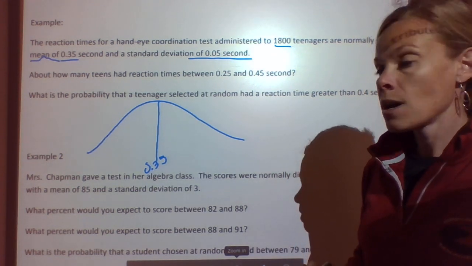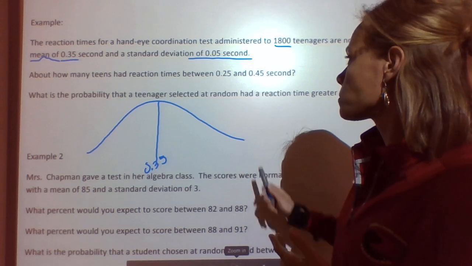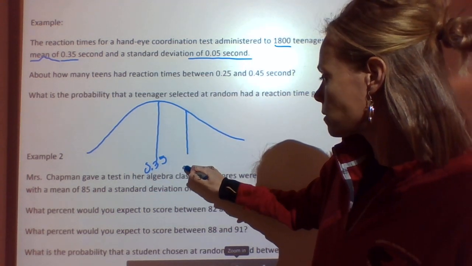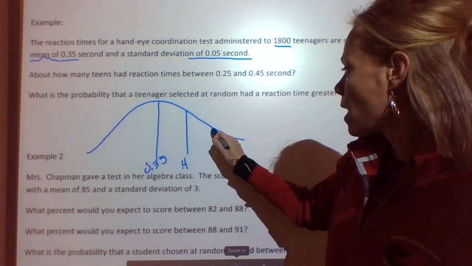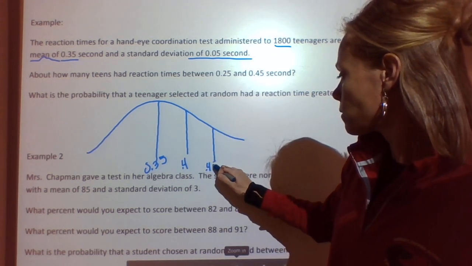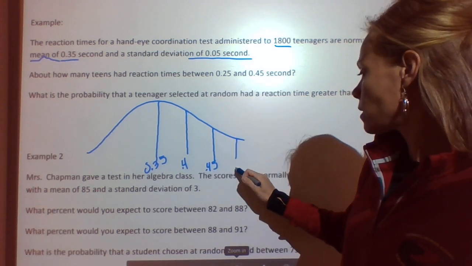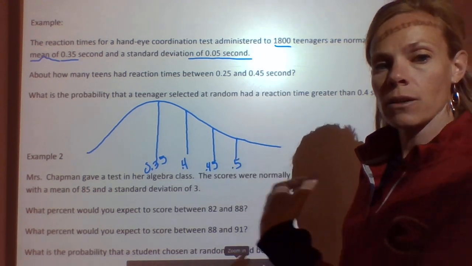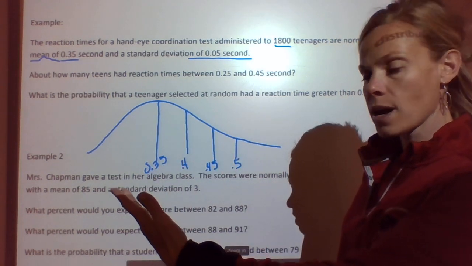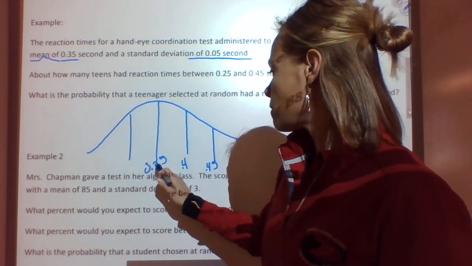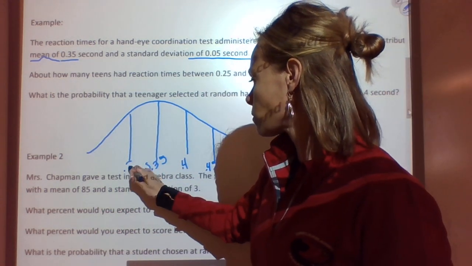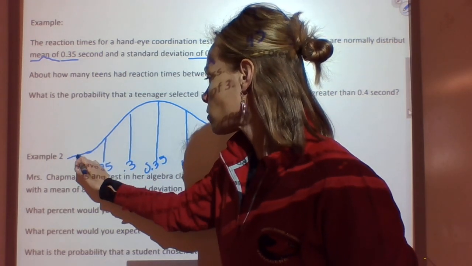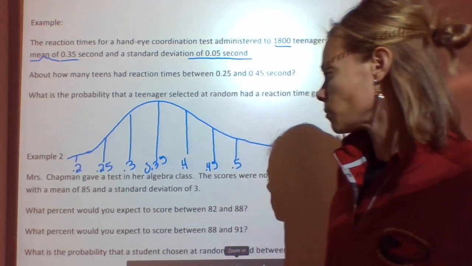And then I'm going to count by standard deviations, and the standard deviation is 0.05. So here's 1, so I'm going to add 0.05, and I get 0.4. Add 0.05, I get 0.45. Add a third one, and I get 0.5, and that's as far as I go. I only go 3 standard deviations. But then I also have to go to the left, and we know going left, you subtract. So 0.35 minus a standard deviation, 0.3, minus another standard deviation, 0.25, minus a third standard deviation, 0.2.